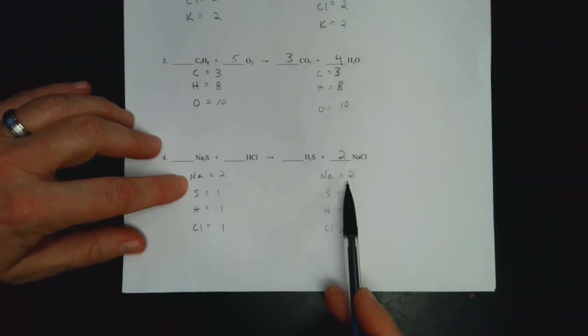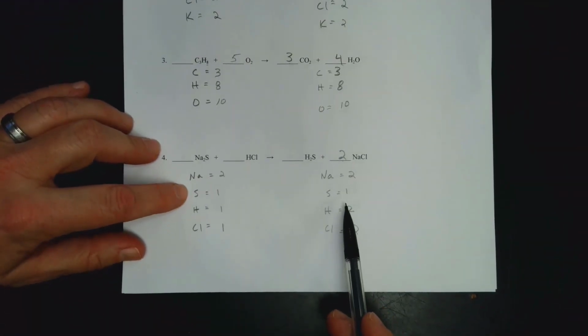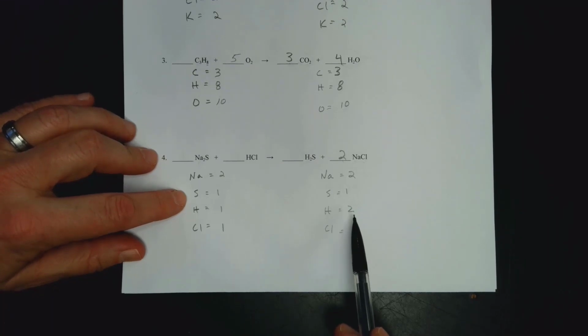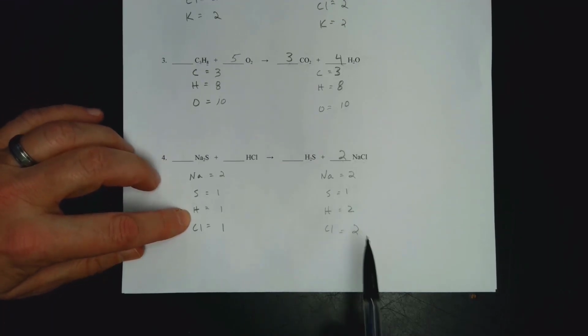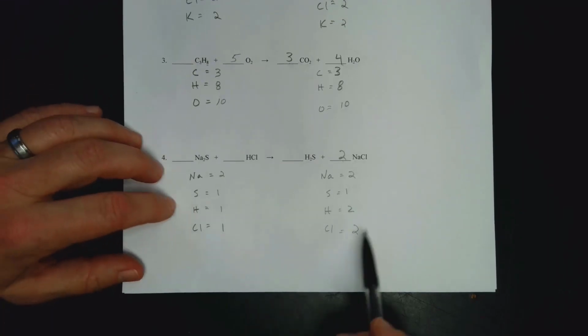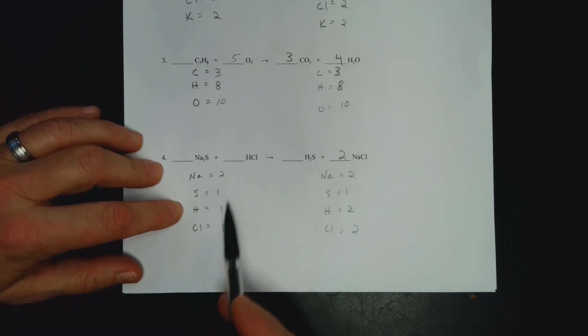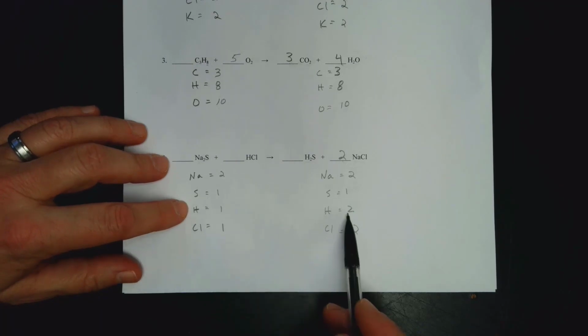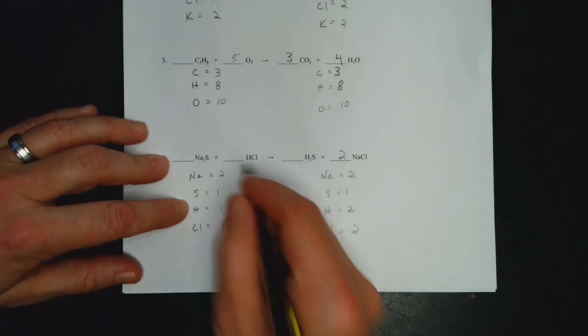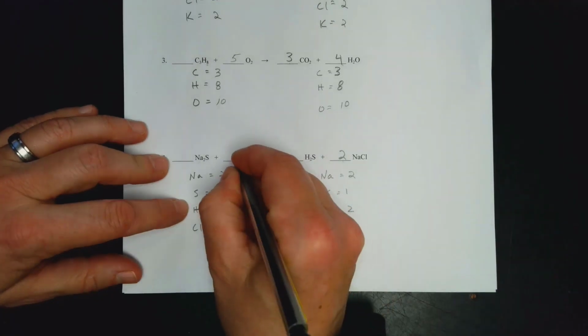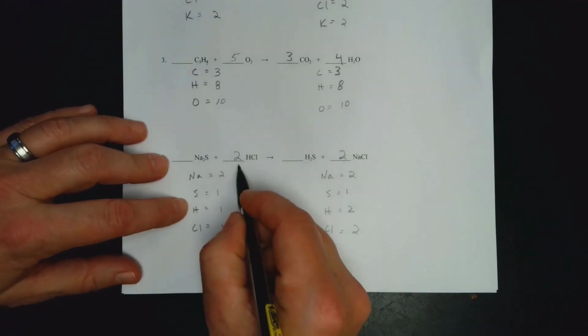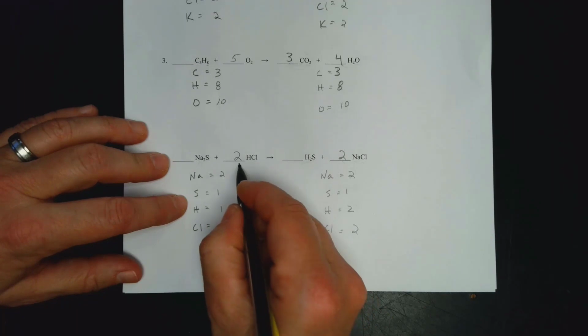The good news is both of my sodiums are balanced, my sulfur is still balanced, but my hydrogen and my chlorines are not balanced. So it doesn't really matter with this one because it's all going to end up in the same place, so to speak. Both hydrogen and chlorine are 2 to 1s. You could use either one of these. All you need to know is that you're going to have to put a 2 out in front of the HCl, and we're going to have to update our quantities.